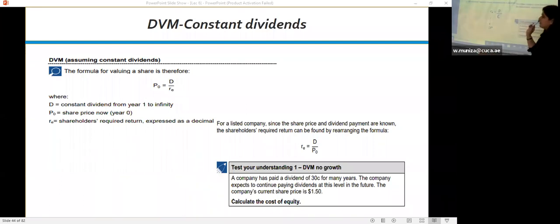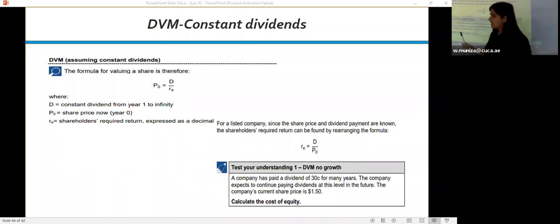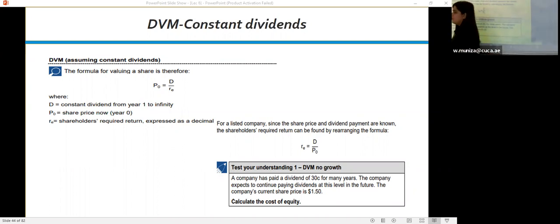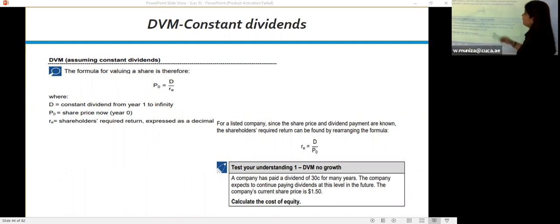So if there is a dividend valuation model with constant dividend, where there is no growth in the dividend, then we are going to use this simple formula. They say, for listed companies, since the share price and dividend payment are known, the shareholders' required rate of return can be found by rearranging this formula. So once you rearrange the formula, it is going to become like this.